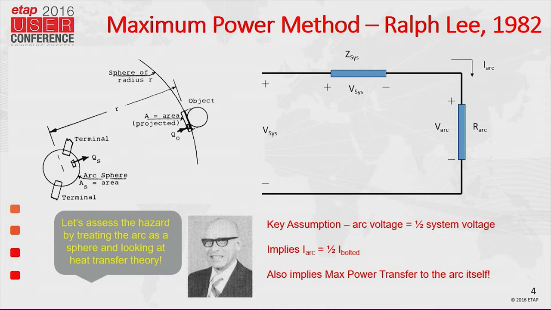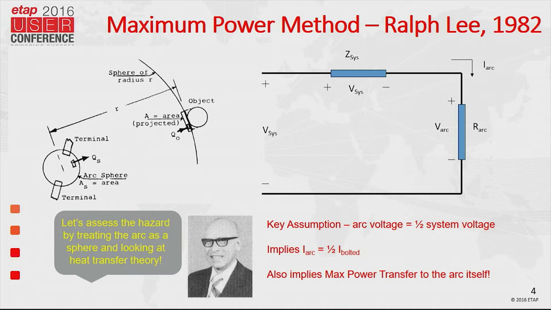A much bigger assumption in terms of actual impact on the calculation results comes with something that Lee assumed about the nature of the arc itself. Back in 1982, he didn't have a general theoretical model of the DC arc flash event that he could use to figure out exactly what was going on. So I've got a simple equivalent circuit up there to illustrate this.